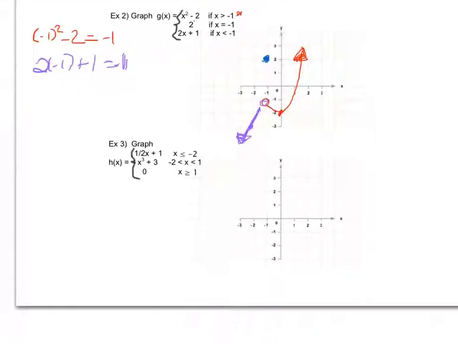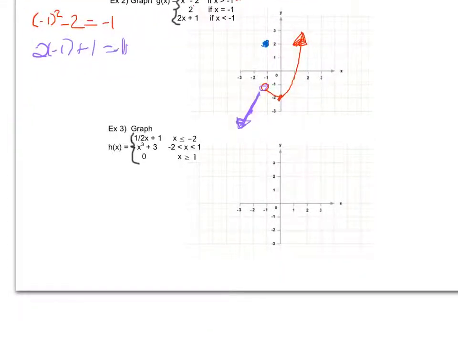And then looking at the last one, this is going to be a good one to try on your own. Pause the video, try it, and then make sure you've got it. Hopefully you've had a chance to try it. Start with my top function. I'm going to plug in -2, and I have 1/2 times -2 plus 1. Well, that becomes -1 plus 1, which is just 0.